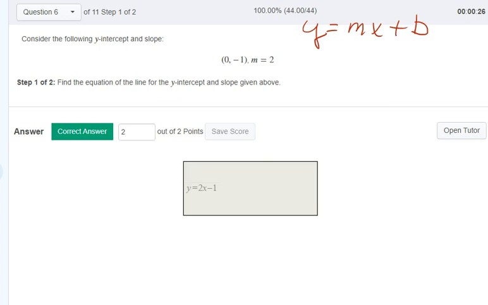Now in this next question, they're asking us to consider the following: y-intercept and slope. Write it in slope-intercept form. Well, again, remembering what this basic equation looks like, they're giving you the slope, so y equals, there's our slope, 2x, and there's our y-intercept, a -1. So again, if you know your formulas, it's easy to do substitution.